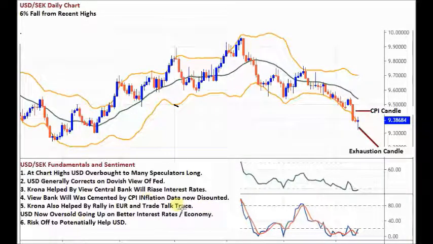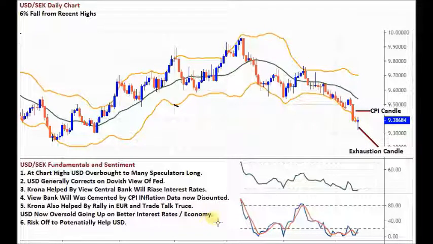But there's no more good news coming for the krona now. It's all in the price, and speculators are basically short the USD pretty heavily. Now, the USD is oversold, so it's going up, in our view. Anyway, you've got better interest rates in the US. Even if the Swedish central bank raise rates, they're only taking them from negative to zero. The USD holds a clear yield advantage, which is bullish for the USD.